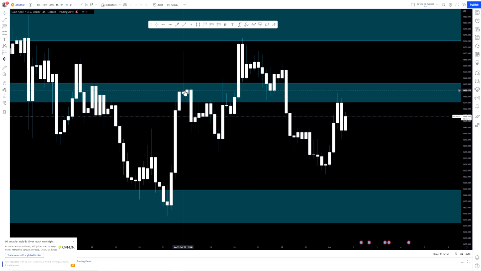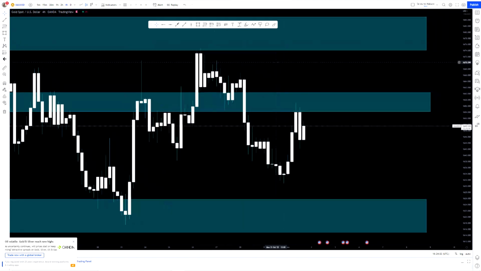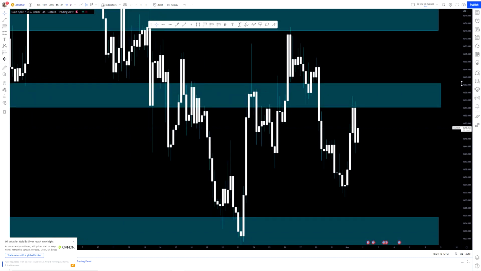Didn't hit the stop loss. Now the price is here. So from here we expect to see the price falling.